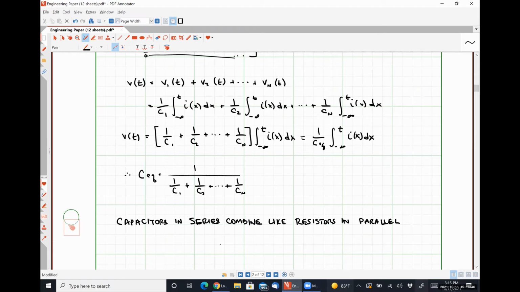And without derivation, although it's pretty easy to see what's going to happen, if we had a network containing a bunch of capacitors connected in parallel, and we applied Kirchhoff's current law to that network, we would find that capacitors in parallel combine like resistors in series.